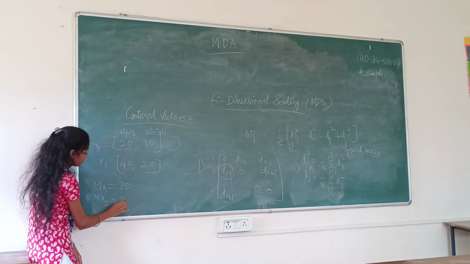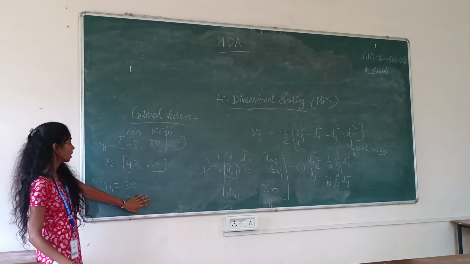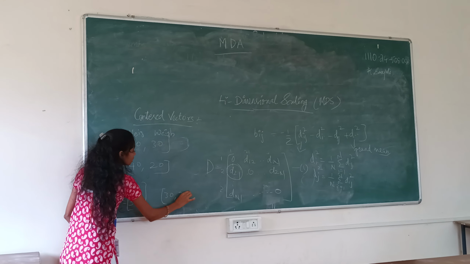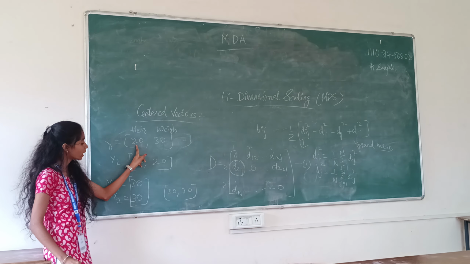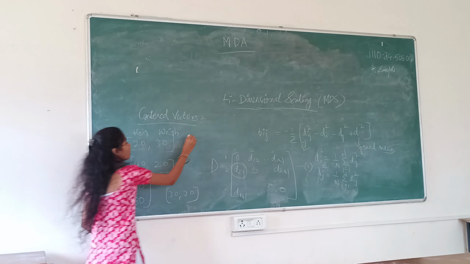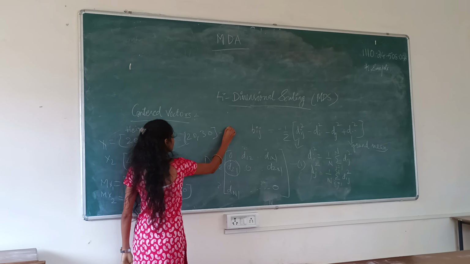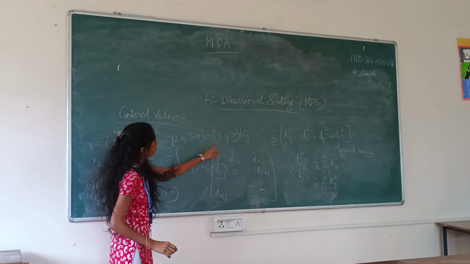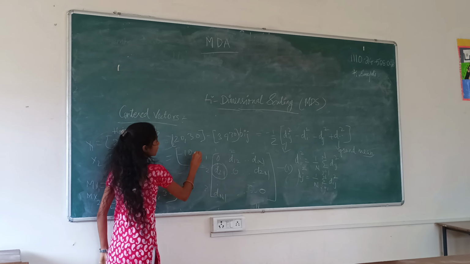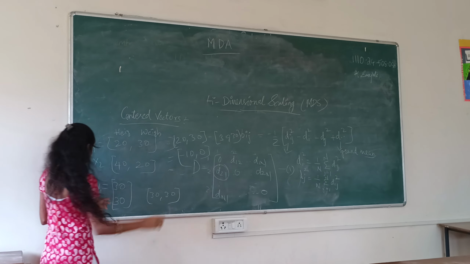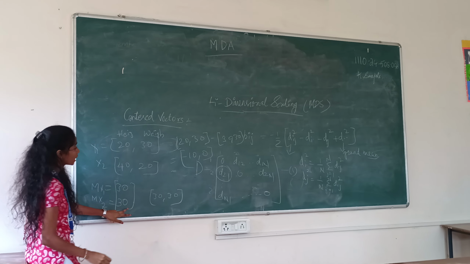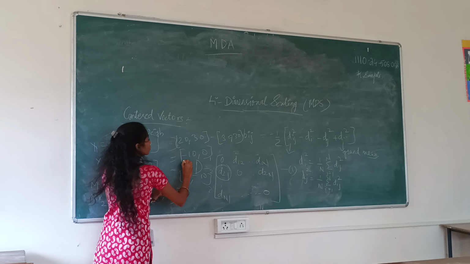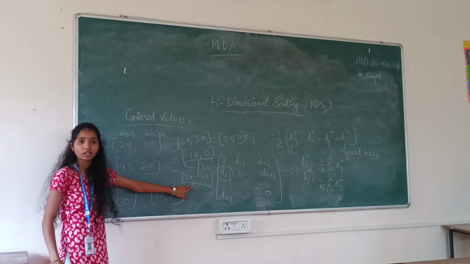After calculating the mean, we need to subtract it from the original matrix. So 20 minus 30 is minus 10, and 30 minus 30 is 0. And for the other, 40 minus 30 is 10, and 20 minus 30 is minus 10. Whatever we have obtained here are nothing but the centered vectors.